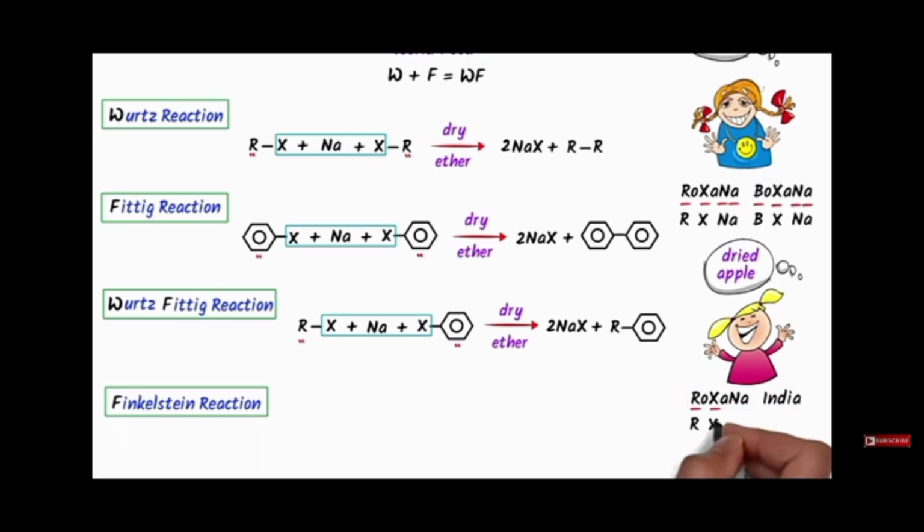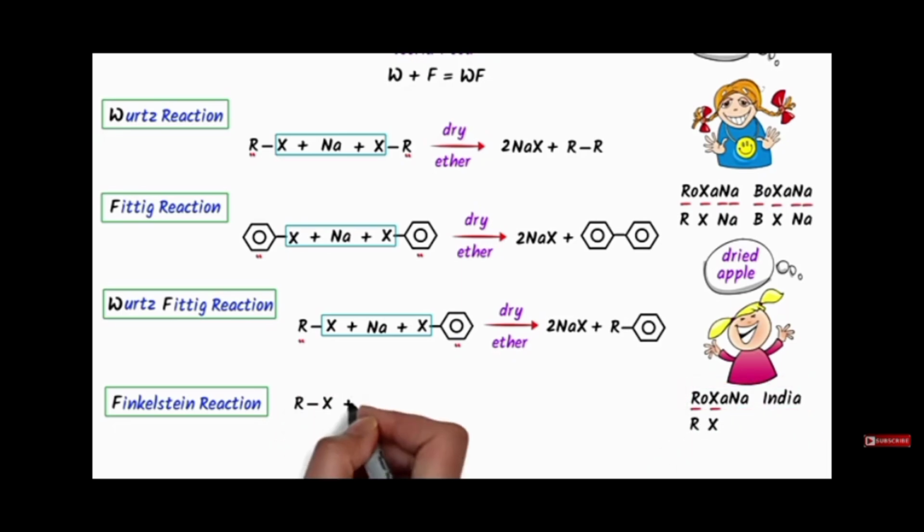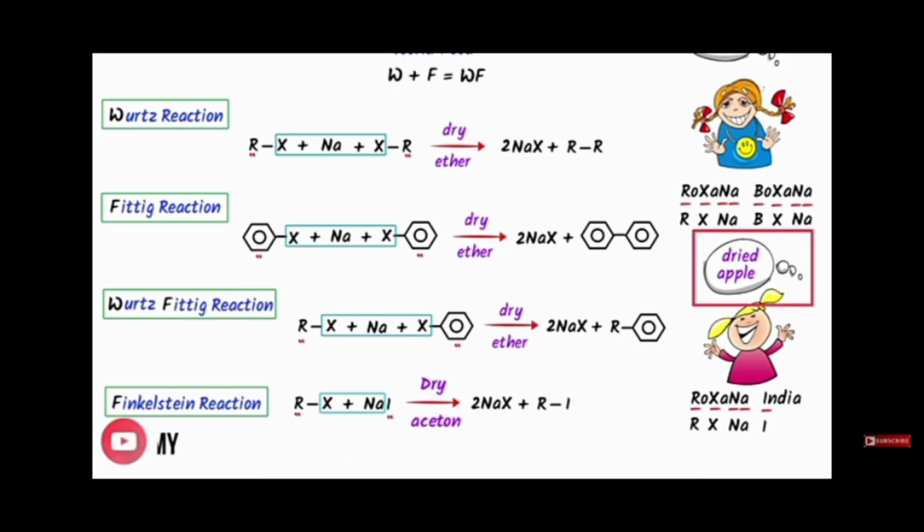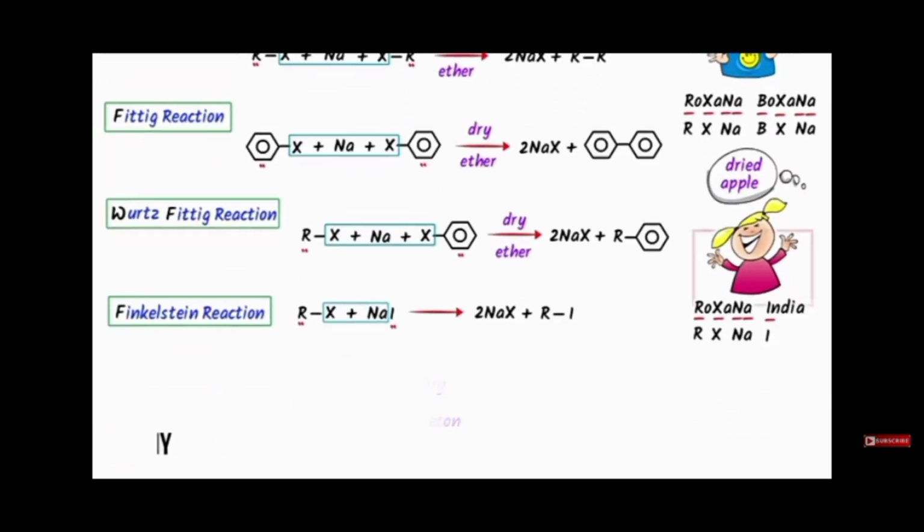Now as usual, I take R and X. Then I take sodium. This I in India stands for iodine I. We know that metal like sodium loves to react with this halogen. So we get sodium halide plus alkyl iodide. This dry apple means dry acetone. So this is the complete reaction of Finkelstein reaction.